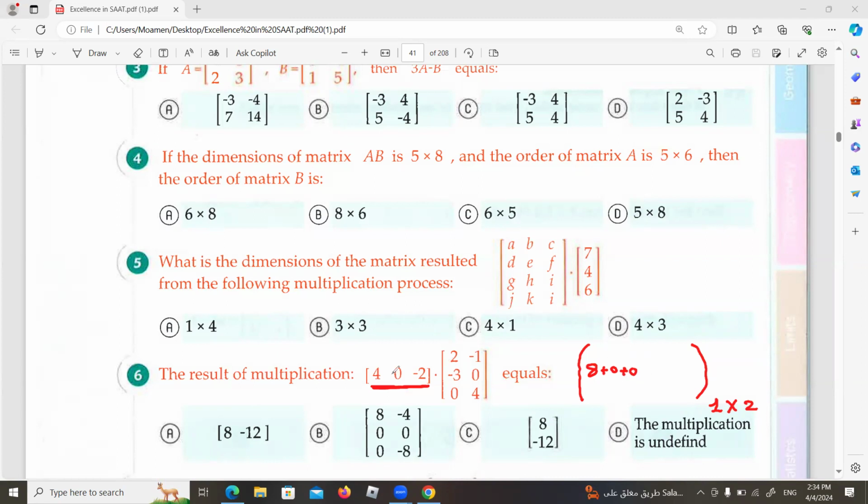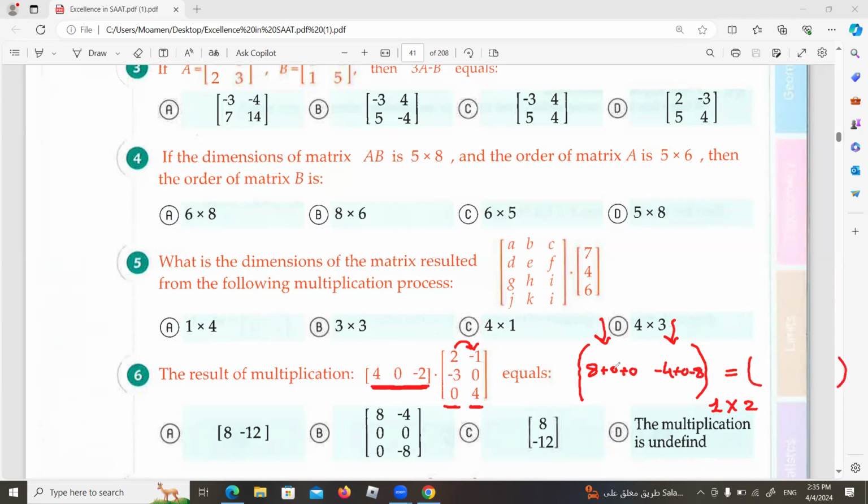From where do you go to the second element? I have the same row, so I'm going to the second column. From the first column to the second column, it means I'm going also in the result into the second column. This is the first one, and this is the second column. We're going to get the second column the same way. How? Start 4 multiplied by -1. It's equal to -4. 0 multiplied by 0 is equal to 0. So add 0. 4 multiplied by -2 is -8. Now we get the result.